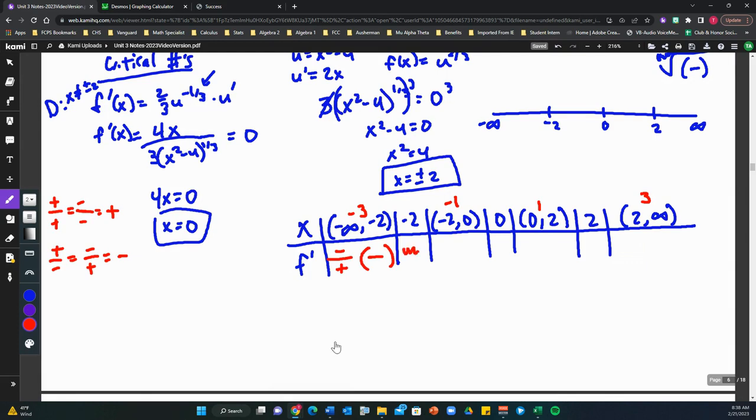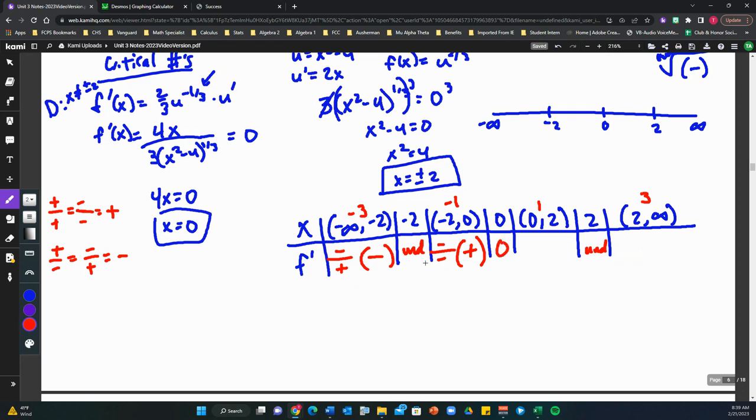At negative 2, we know that the derivative function was undefined. Same thing at positive 2. That's why they were the critical numbers in the first place. Then negative 1, same process. I get a negative up top. But now on the bottom, negative 1 squared is 1, and 1 minus 4 is a negative, and the cube root of a negative is still a negative. Sorry, my tablet went berserk there for a second. We get a negative on the bottom, and negative over negative gives me a positive value for f prime.